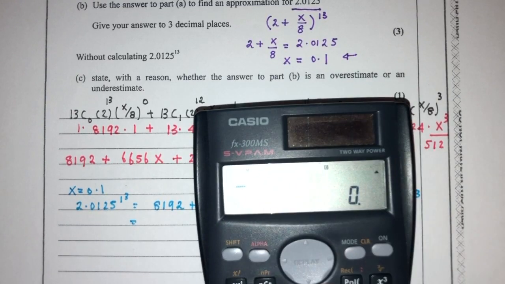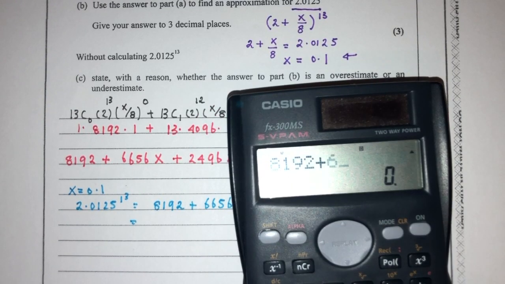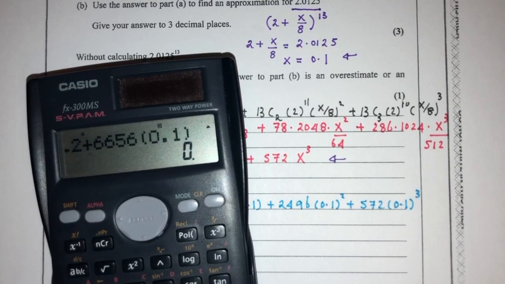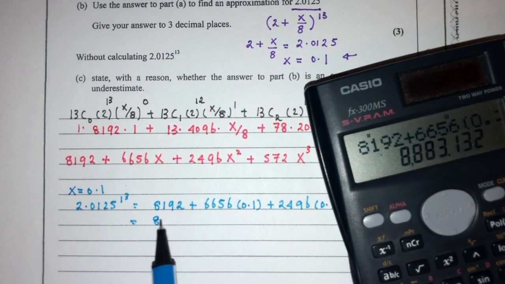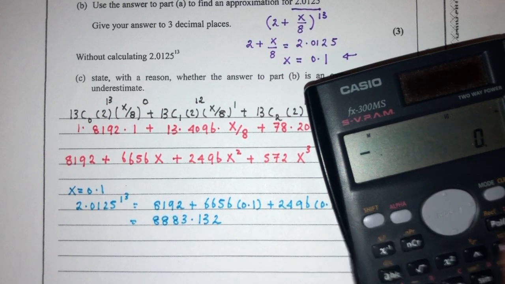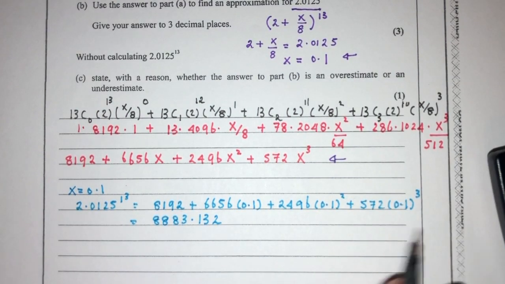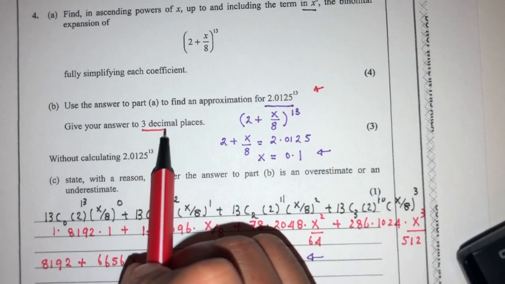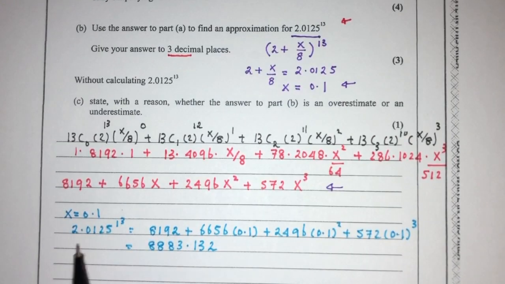That will be what? 8192 plus 6656, and then we have plus 2496 times 0.1 squared plus 572 times 0.1 cubed. That will be 8883.132. That will be the estimation to 3 decimal places for the value for this one. Now let's move on to the last question.